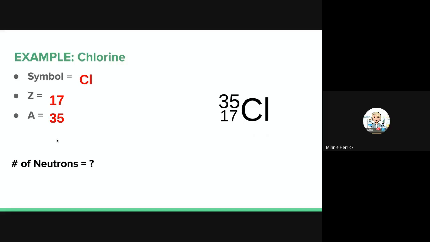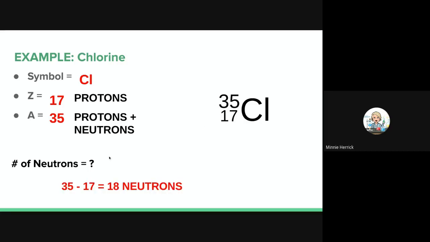I wanted to use a new slide and emphasize how we get the neutrons: we're going to take the mass number, the protons and neutrons, and subtract the proton number. So when you look over to the right, you've got 35, the mass number. A is on top of Z. A is the mass. 17 is the atomic number. You just subtract those. And so 35 minus 17 equals 18 neutrons.